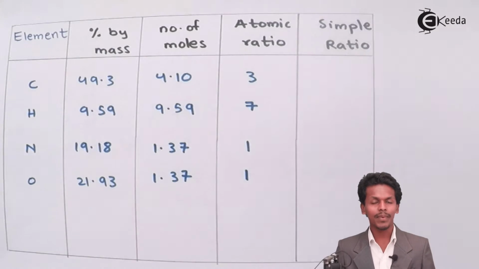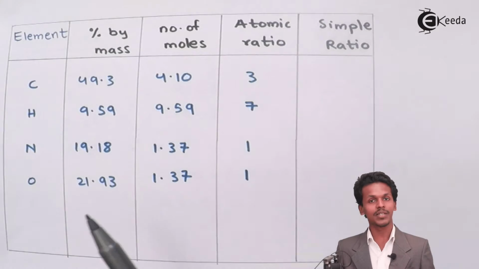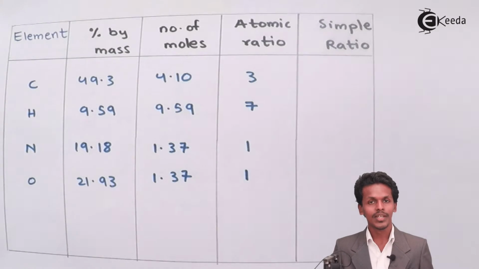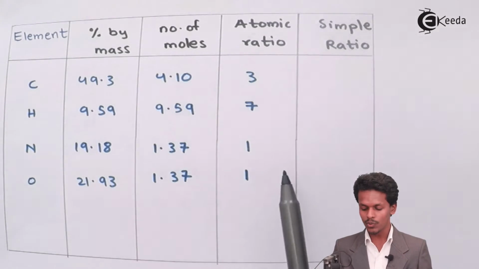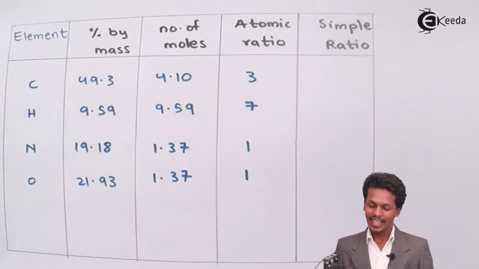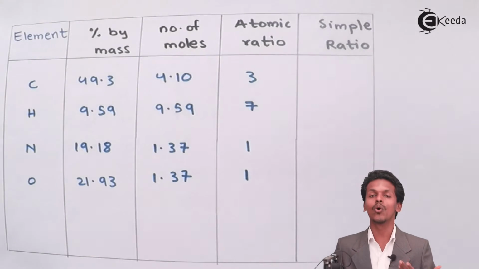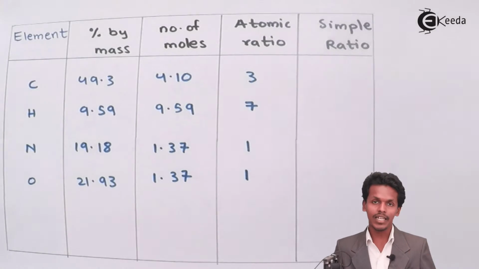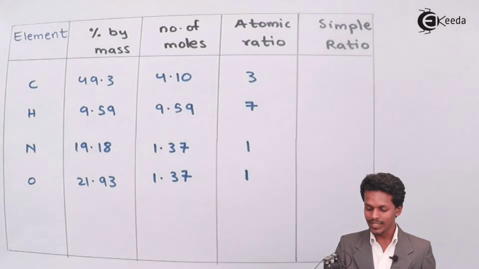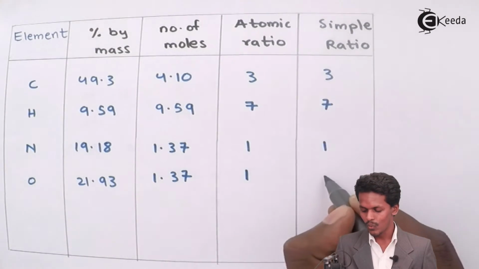We can't multiply with any number. Since 1 is already present, if I want to make a simple ratio, I can't multiply it by 2. If I multiply this by 2, then the number will be 2 itself, and that won't be the simplest ratio. As well, these atomic ratios are already whole numbers, so we don't have to multiply them with any integer. Therefore the simplest ratio is 3, 7, 1, 1 itself.